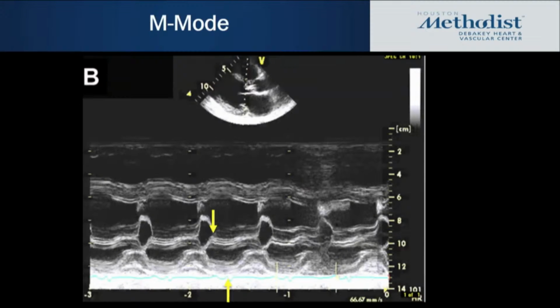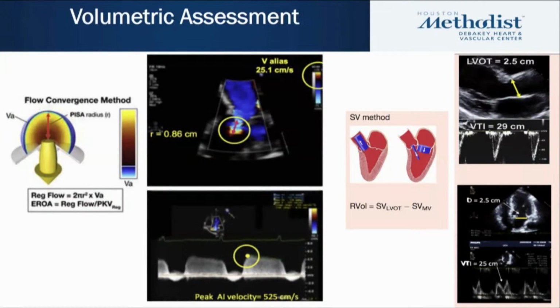Again, the M mode can be helpful, especially in acute aortic regurgitation cases where you have premature closure of the mitral valve. Volumetric assessment can also be very helpful. You can still use PISA in aortic regurgitation.